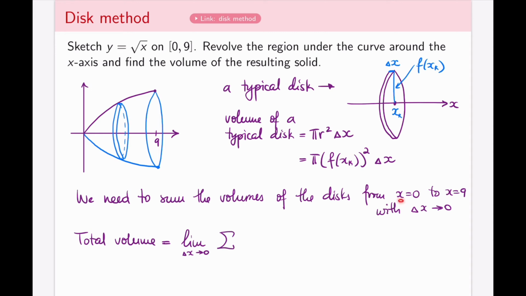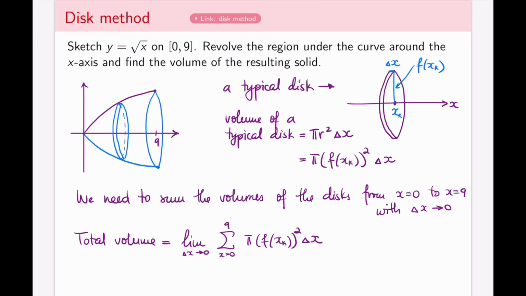My sum needs to go from 0 to 9, and all I need to sum are the actual volumes of typical disks. So all of these guys. So pi f of x sub k squared delta x.